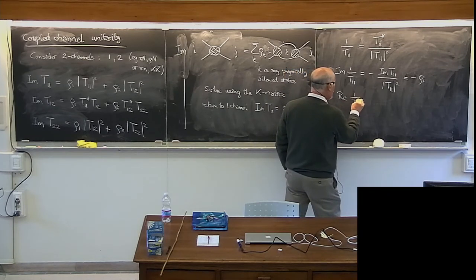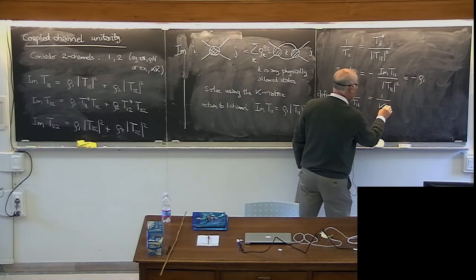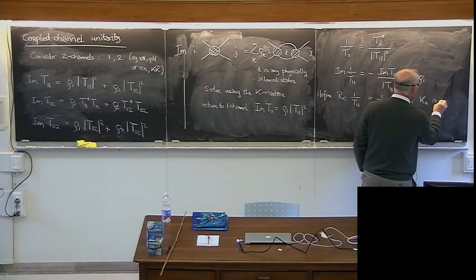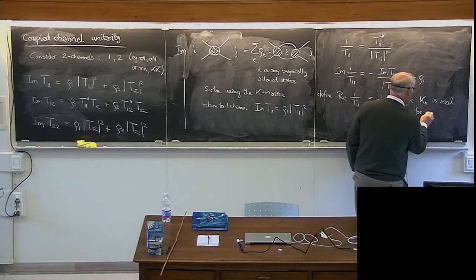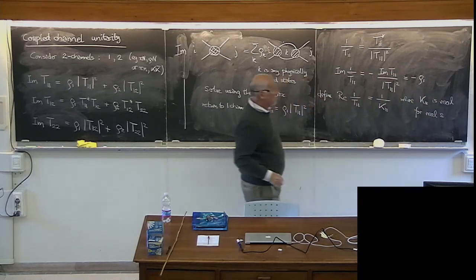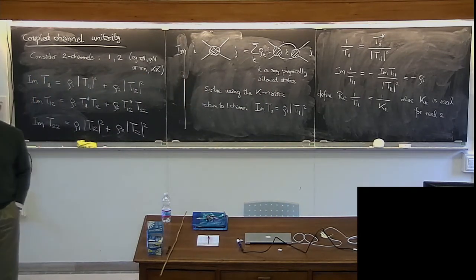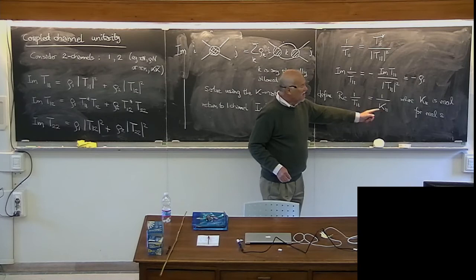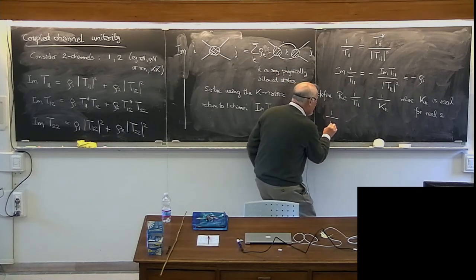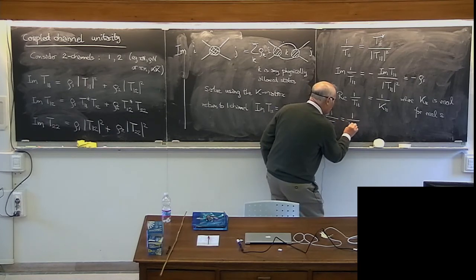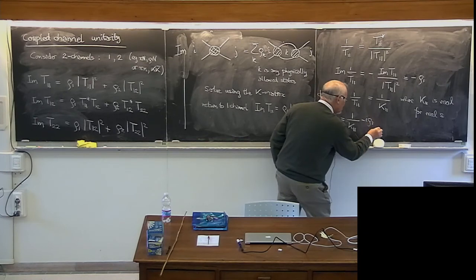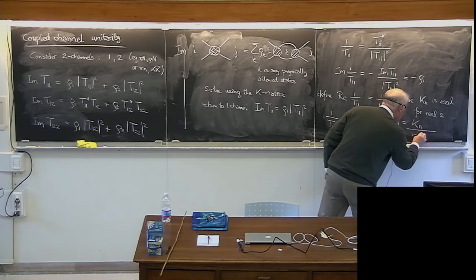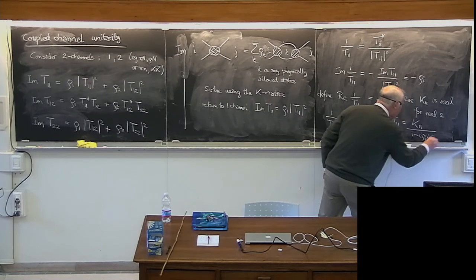And the real part, we define the real part of 1 over T11 equal to something called 1 over K11, where K11 is the K matrix, where K11 is real for real values of S. Then it satisfies that equation. But now you see, this is what experiment's going to determine, and unitarity is automatically satisfied by writing 1 over T11 equals 1 over K11 minus i rho 1, which is the same as writing T11 equals K11 over 1 minus i rho 1 K11.